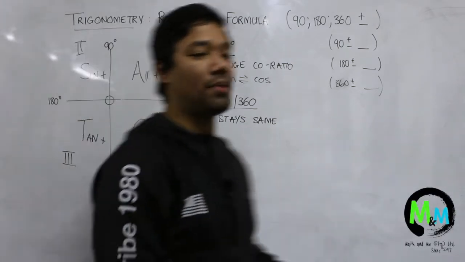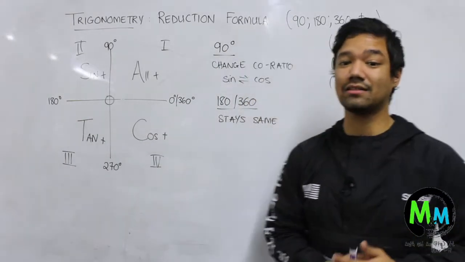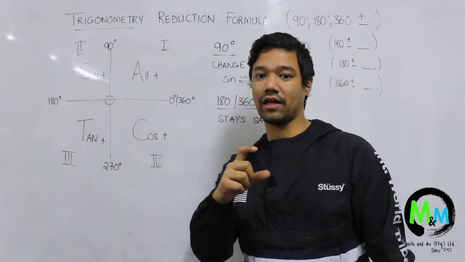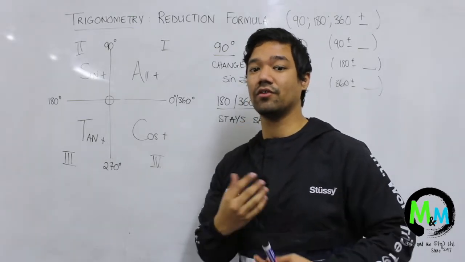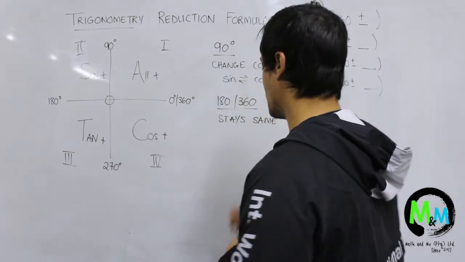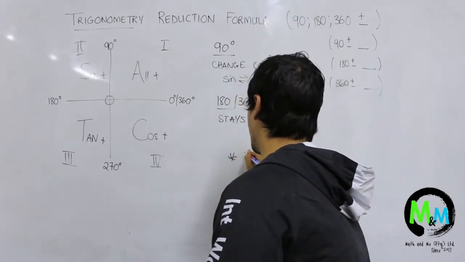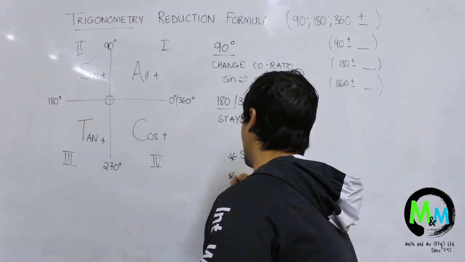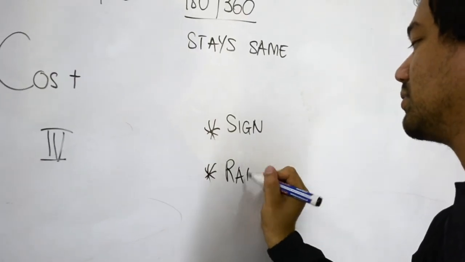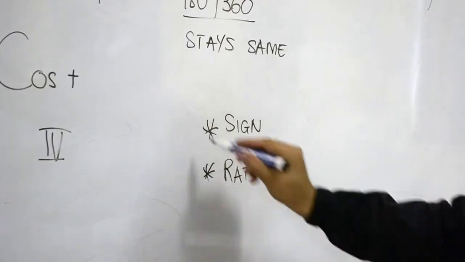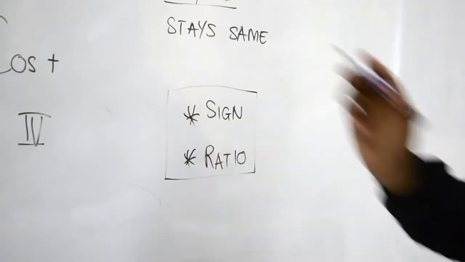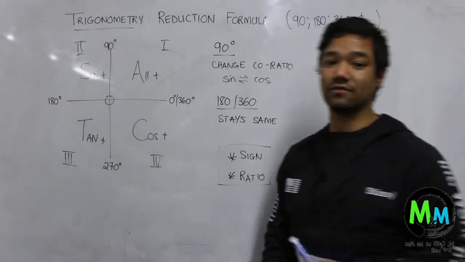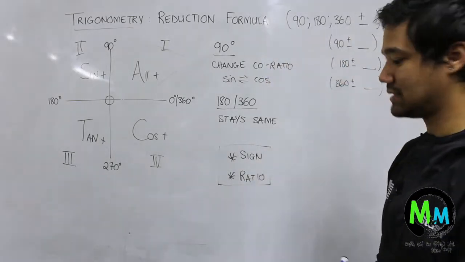So when we are applying reduction formula, I would like to say always do it in two steps. Meaning also make sure that you do it in this order, because often if you reduce in the wrong order, you'll get it wrong. So always check your sign first, whether it's going to be positive or negative, and then you check your ratio, meaning whether it stays the same or changes to its co-ratio. Okay, so that's literally all you need to know in terms of rules for reduction formula. So let's do a few as examples.